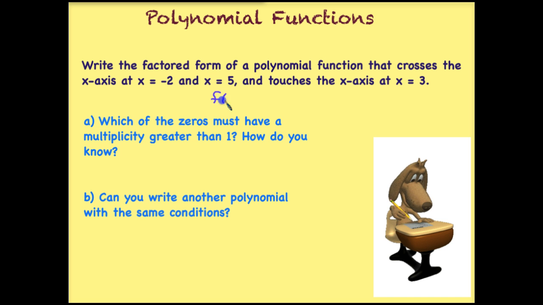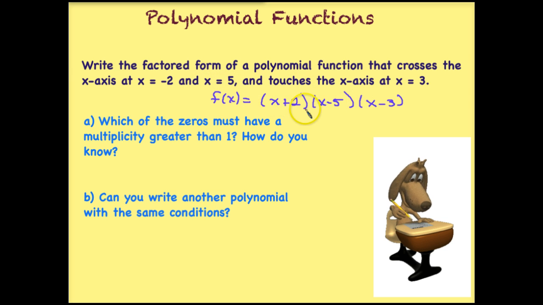Okay, what you should have written, we should write the factors first. So we know that there's 3 factors. So we have 1 at x plus 2. We have 1 at x minus 5, and then we have 1 here at x minus 3. So these are our factors, and our zeros will always be the opposites.